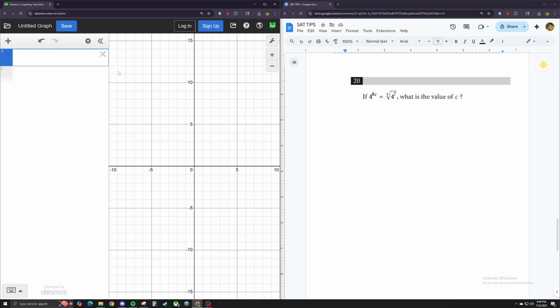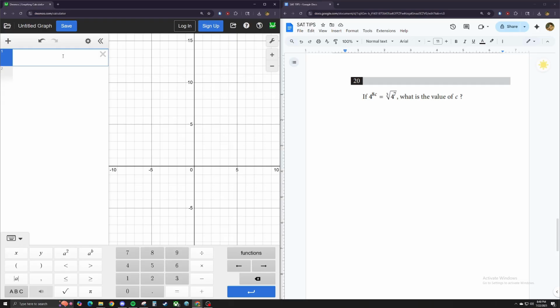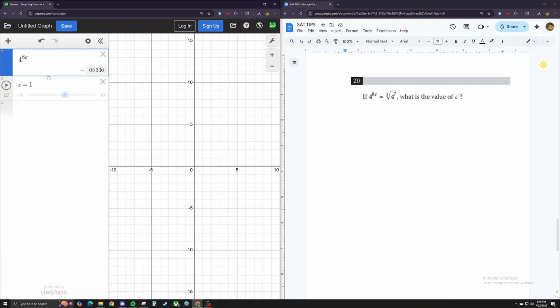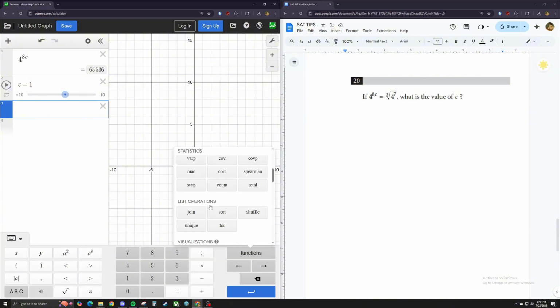And another tip is that you might be relying too much on Desmos. Look at question 20, for example. It's asking what is the value of C given this expression. So you could solve that with Desmos, and you just plot 4 to the 8C power, making a slider for C, and then saying cube root of 4 to the 7th power.